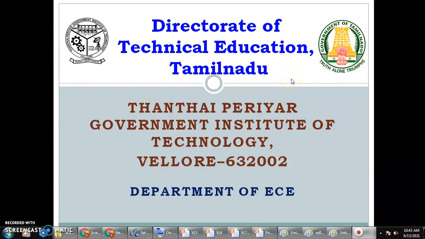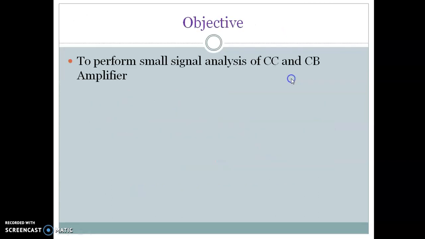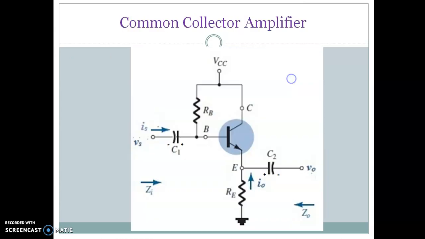Hi, in this video lecture we are going to see the small signal analysis of CC amplifier and CB amplifier. Our target is to perform the small signal analysis of CC and CB amplifier. So let me take a CC amplifier. So this is a CC amplifier where the output is taken at the emitter and the input is given to the base.